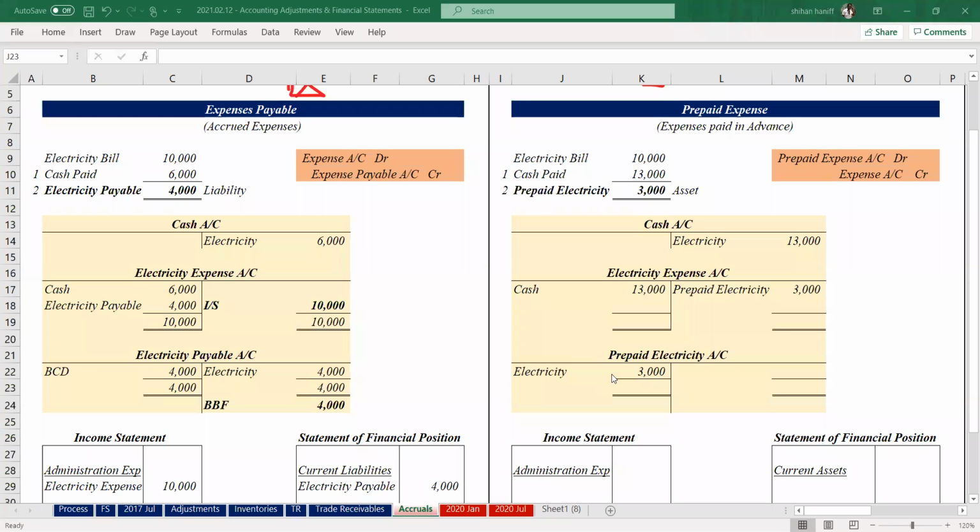This example, now the balance. How much will be transferred to income statement? Only 10,000. The difference in the electricity expense account, 10,000. And the prepaid electricity is 3,000, which is carried on to the next year. 3,000.